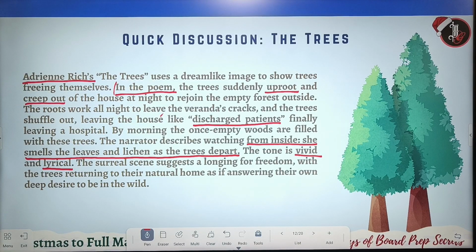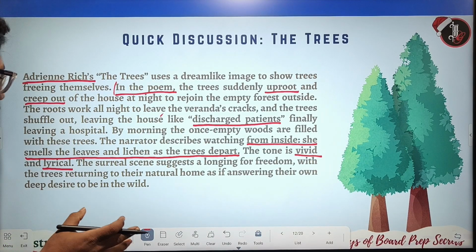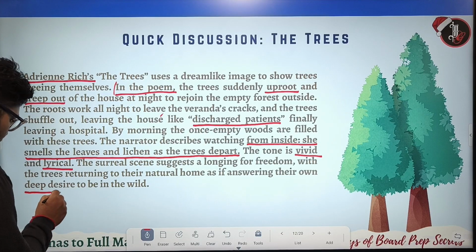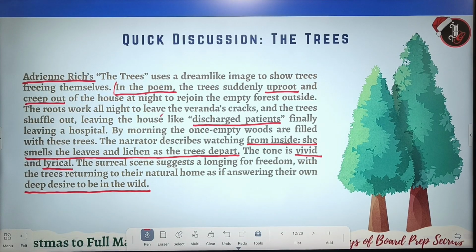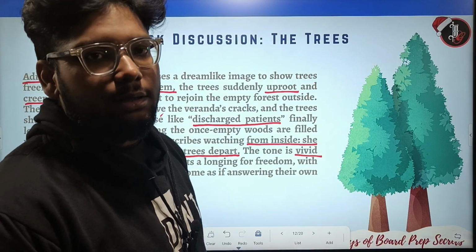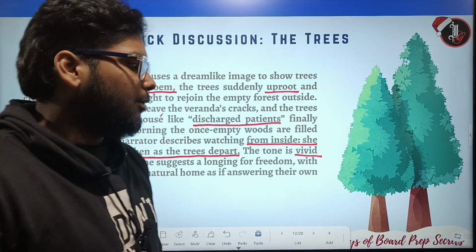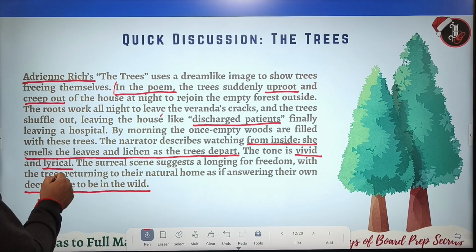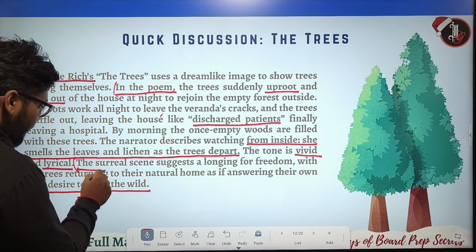The surreal scene suggests a longing for freedom, with the trees returning to their natural home as if answering their own deep desire to be in the wild. Basically, they had a very deep desire to be in the wild. They are not meant to be caged. They are not meant to be chained in a house, in a bedroom or in a living room. The desire to be in the wild. So this line you can use as a concluding line.